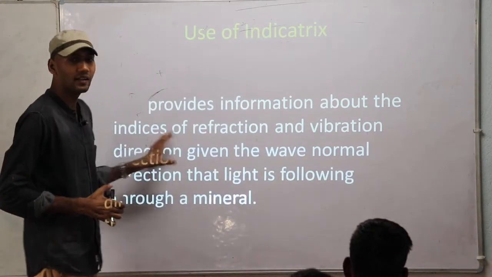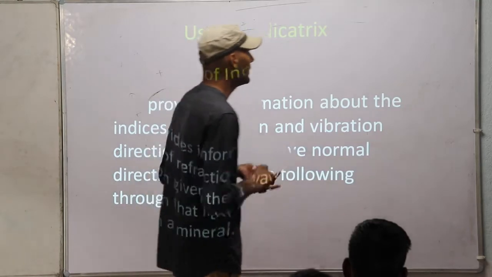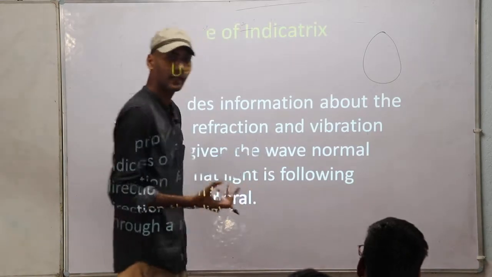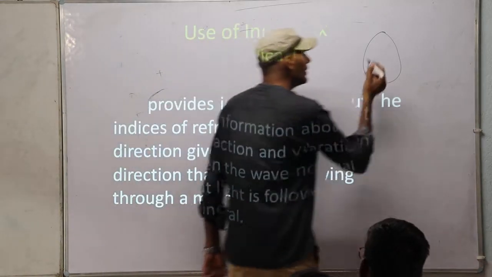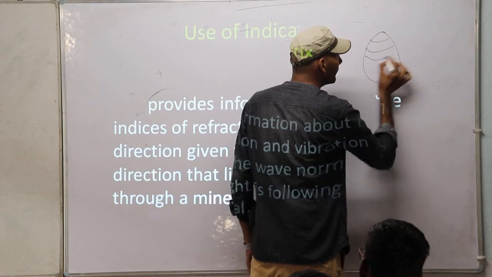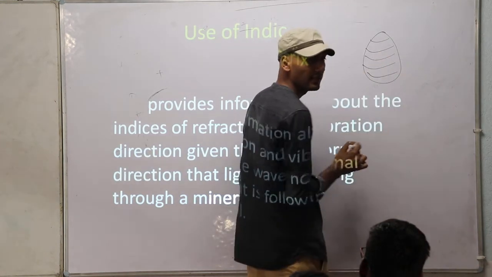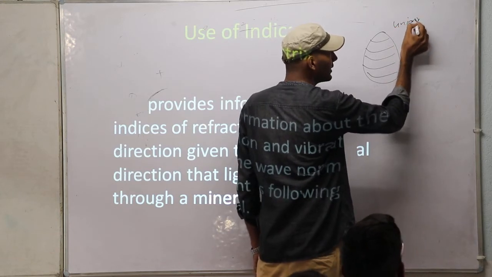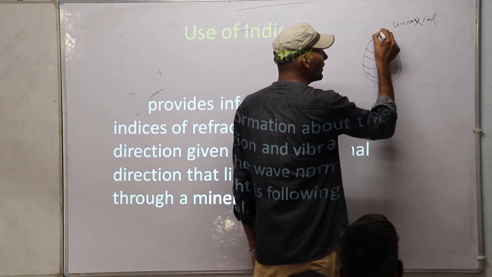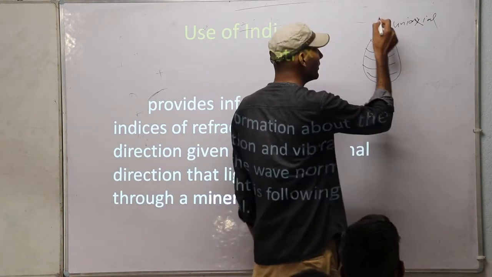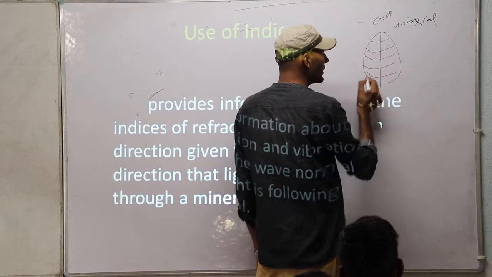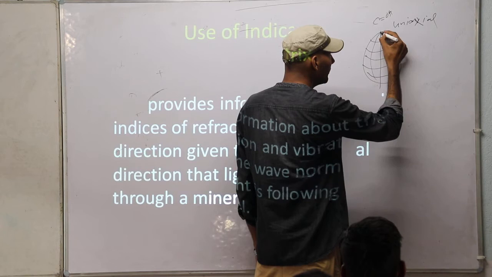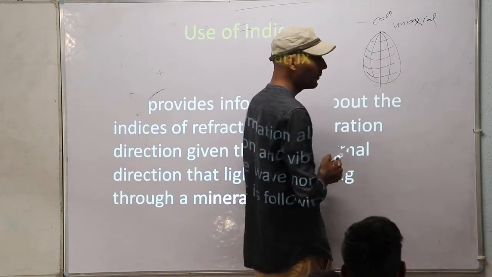So in any random section, we define prolate spheroid and oblate spheroid, right? So the indicatrix is like this. If you combine all the sections, these are circular sections for uniaxial. Let's say this is a uniaxial indicatrix. This is my C or optic axis. So these are the circular sections, and these are the elliptical sections.